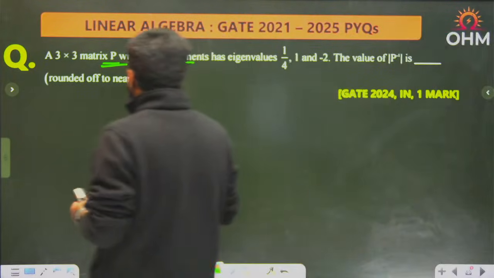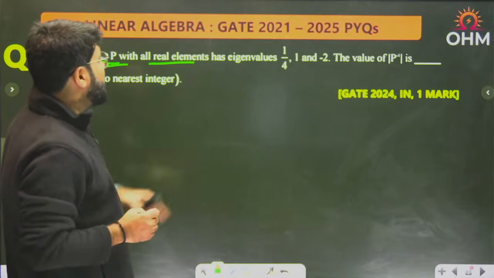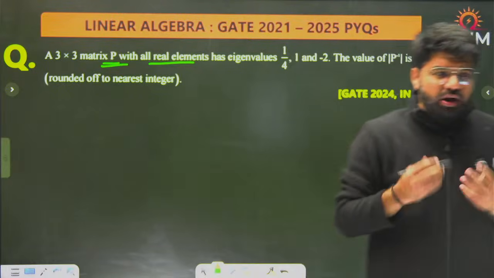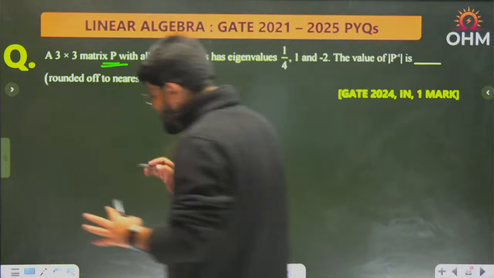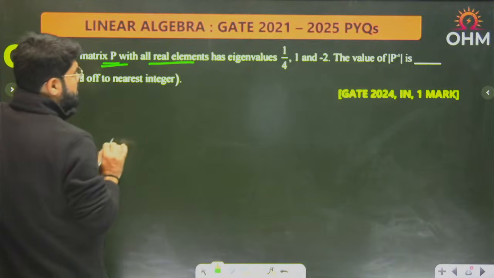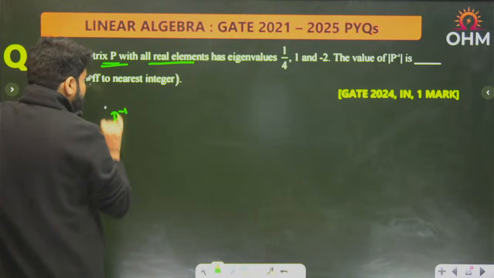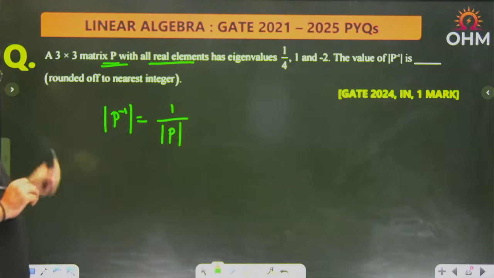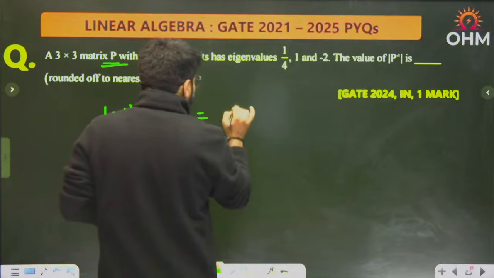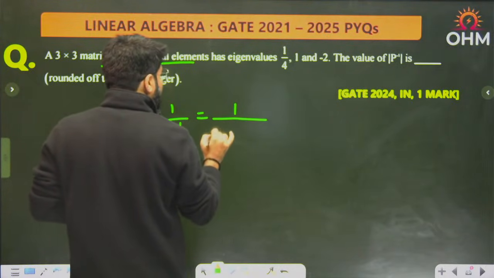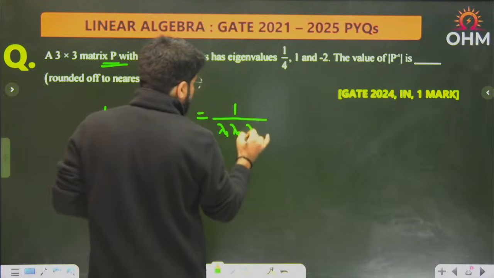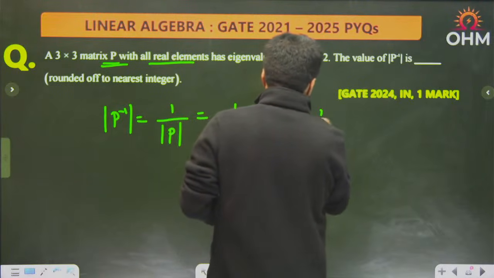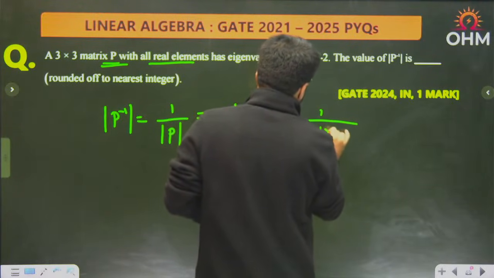So what is there? A matrix P with all real elements has the eigenvalues 1 by 4, 1 and minus 2. What is the determinant of P inverse? The P matrix is not given, you can't form the P inverse. See dear, very simple logic. Determinant of P inverse is nothing but 1 upon determinant of P. And what is the determinant of any matrix? Product of eigenvalues. 3 eigenvalues are given, lambda 1, lambda 2, lambda 3. That is the only thing to be done. So this becomes 1 upon 1 by 4 into 1 into minus 2.